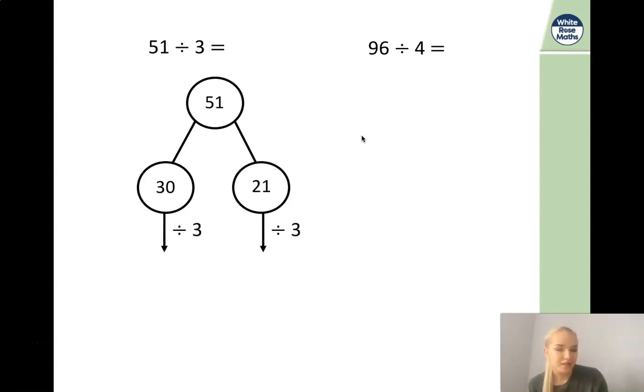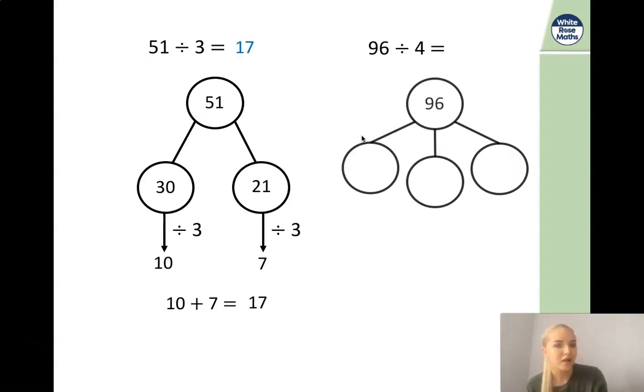We can divide both of these by 3 because 30 divided by 3 is 10. And 21 divided by 3 is what, please? Fantastic, it's 7. And then we add the final two numbers together and the answer is 17.